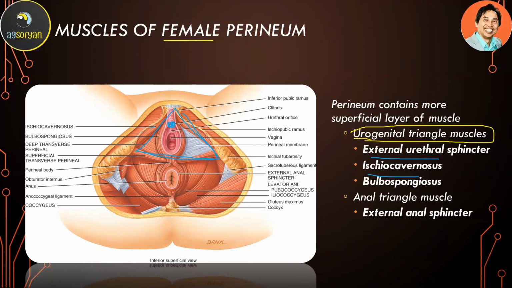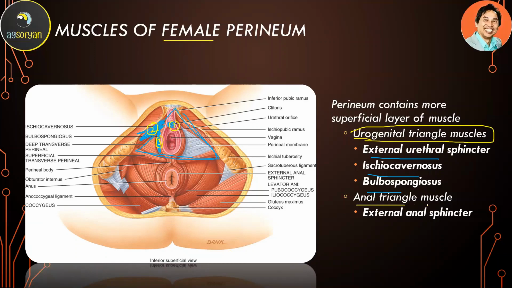Ischiocavernosus. These are the muscles over here. And the bulbospongiosus muscles are these muscles over here. Right? So we're going to give the numbers. Number 1 is here. Number 2 is these muscles. And number 3 is these muscles. Okay? And this is the top triangle, the urogenital triangle muscles.